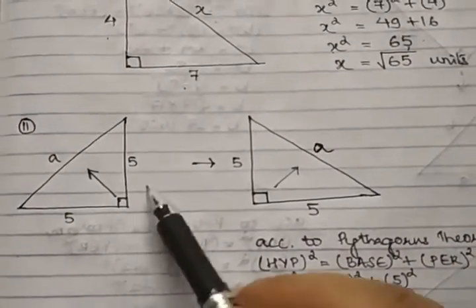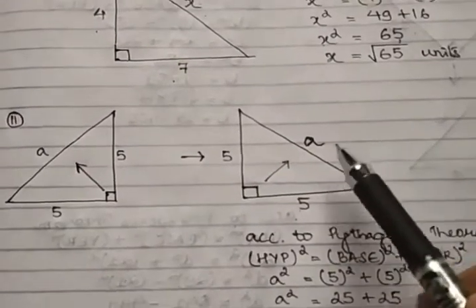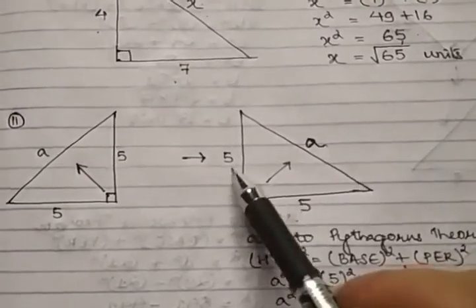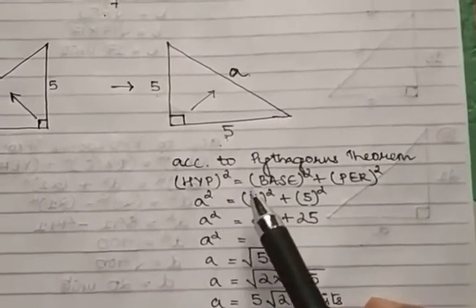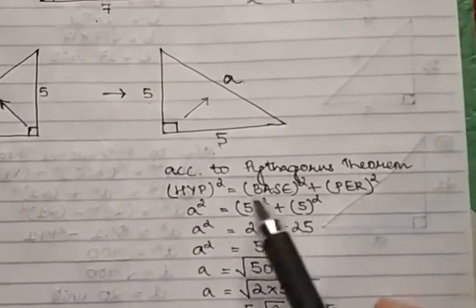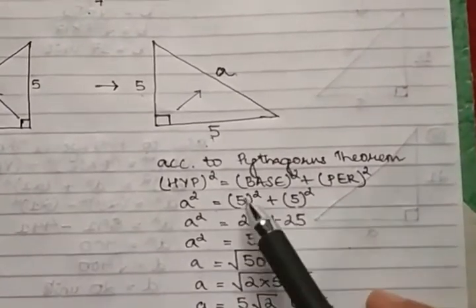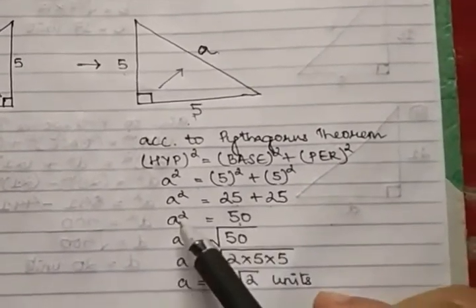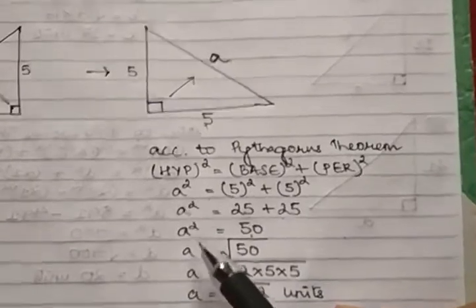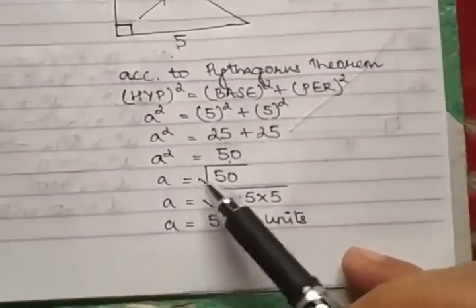Now for these two sides, one of the sides was 5, so 5, 5. Now what do we have? Got hypotenuse missing. I got perpendicular here, I got base in here, isn't it? Now simply, according to Pythagoras theorem, we can write hypotenuse square equals base square plus perpendicular square. Hypotenuse was A, so A square equals 5 square plus 5 square. 5 square is 25 plus 5 square 25, that's 50, isn't it? A square equals 50, so we need to get rid of the square as well. So A equals square root of 50.